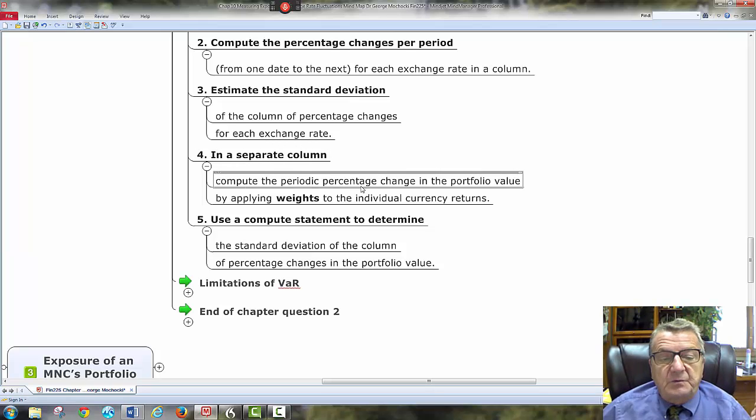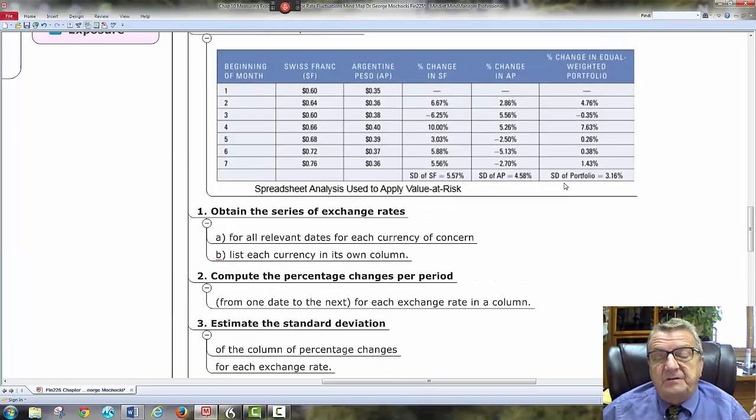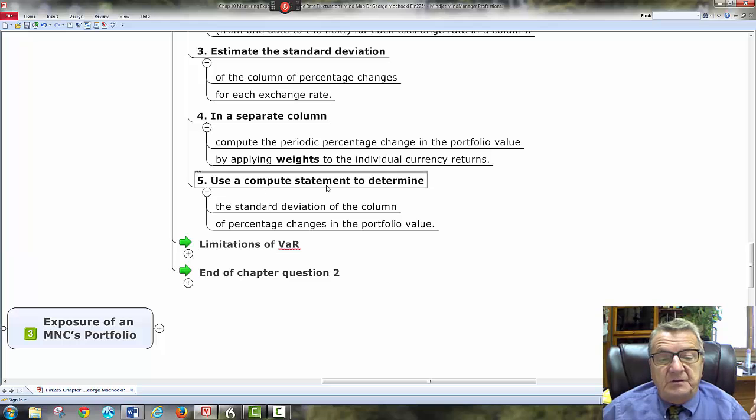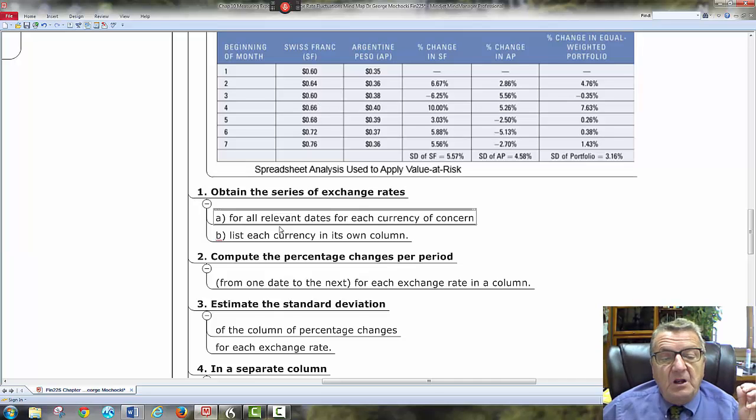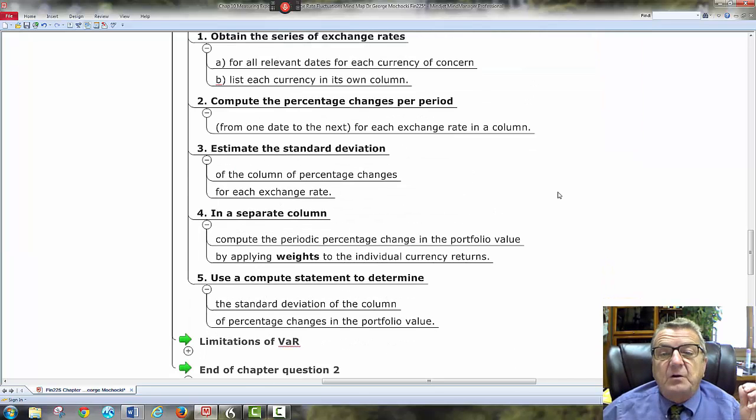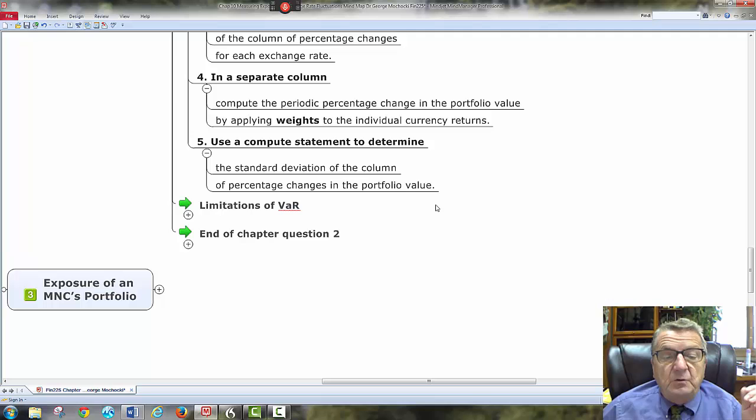In a separate column, compute the periodic changes of the portfolio value by applying weights to each individual currency. Okay, we've got those changes, and here are the weights. Then it says to use a computed statement to determine the standard deviation in the column, the percentage change in the portfolio. That's what you have in here. So look at it, read it, and see what you have. Now you know what it's doing, and you'll do well.